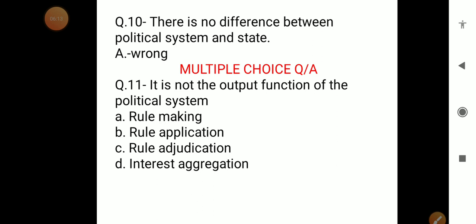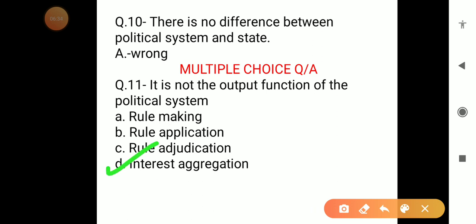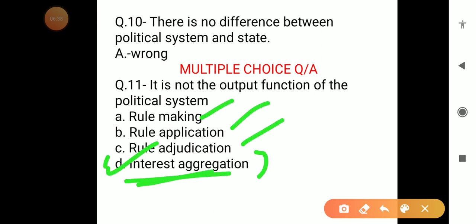Then we have multiple choice question answer. It is not the output function of the political system. Which is not the output functions? Rule making is an output function. Rule application is also an output function. Rule adjudication is also an output function. So our answer is interest aggregation, as these three are output functions. So this is our answer.